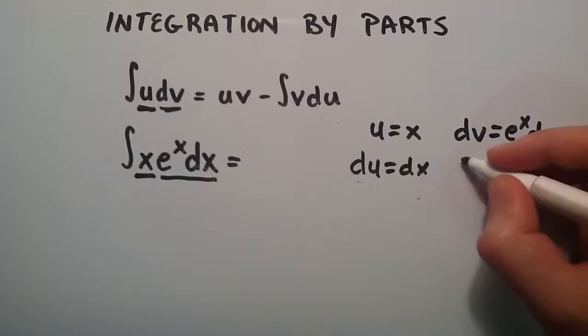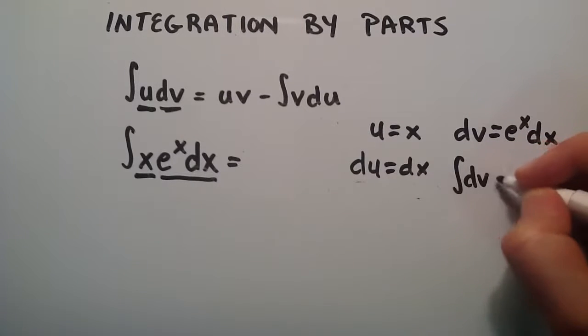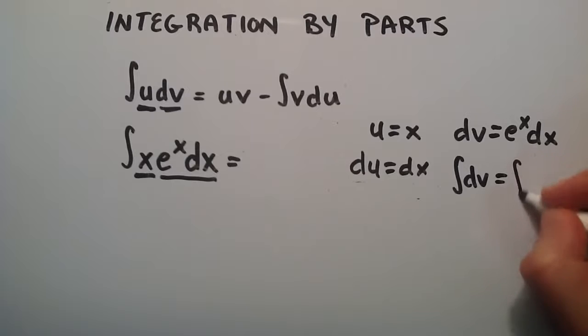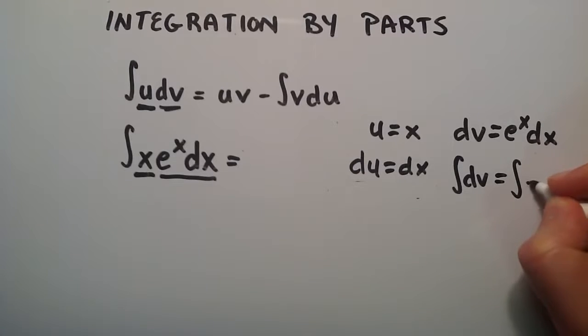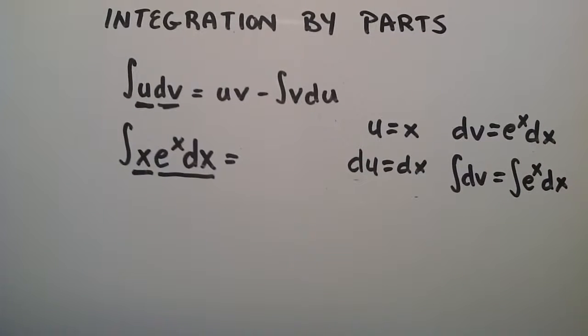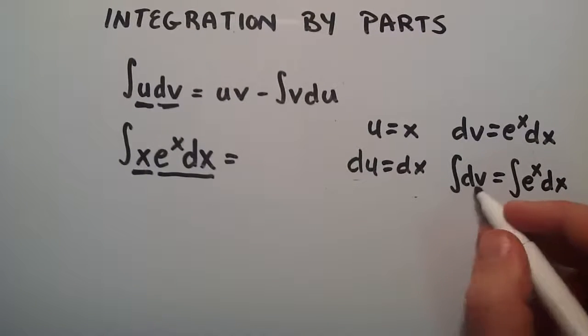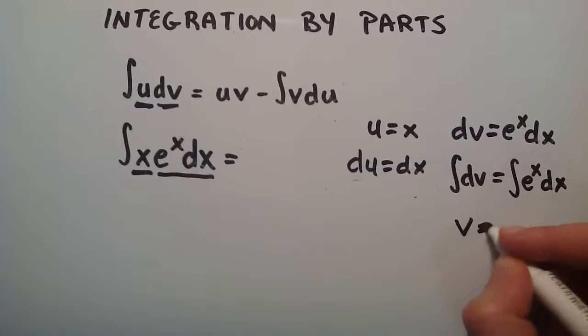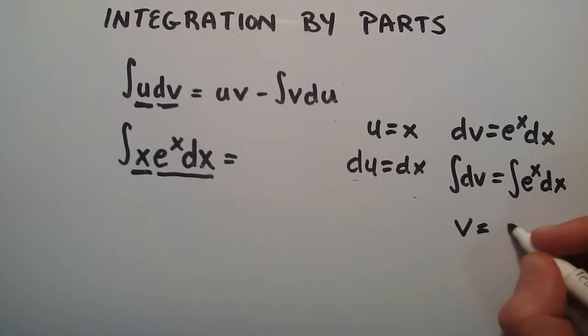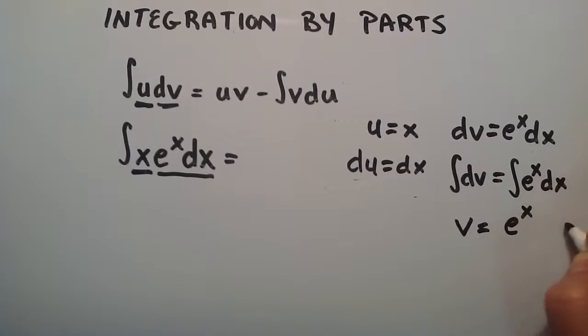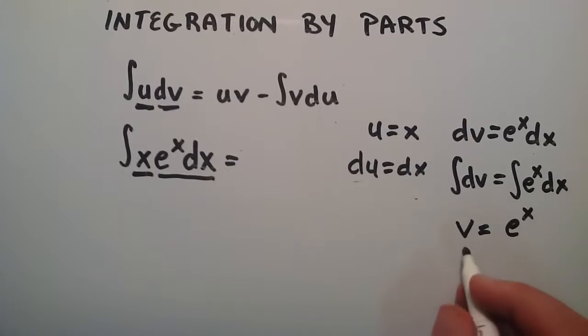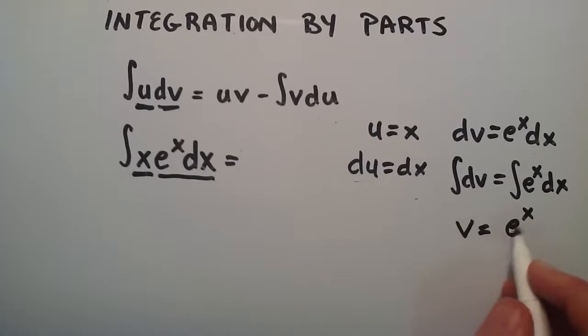Now let's figure out what v is going to be. If we integrate the left and right hand side of this, we have the integral of dv is equal to the integral of e to the x dx. If we integrate this side, we simply have v. If we integrate this one, we have e to the x plus some constant, but we're not going to worry about the constant right now. So this is our v. v is equal to e to the x.